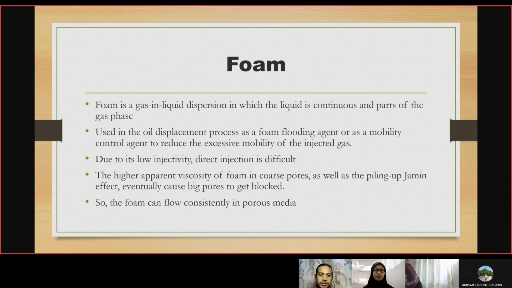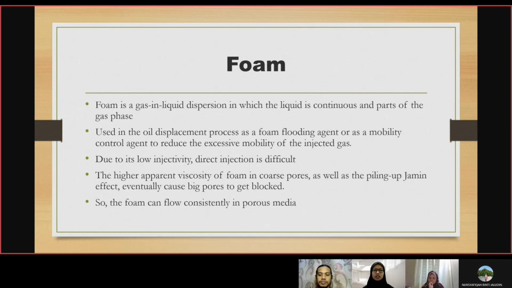Okay, next is the foam. The foam is a gas in liquid dispersion in which the liquid is continuous and part of the gas phase. It is used in the oil displacement process as a foam flooding or as a mobility control agent to reduce the excessive mobility of the injection gas.